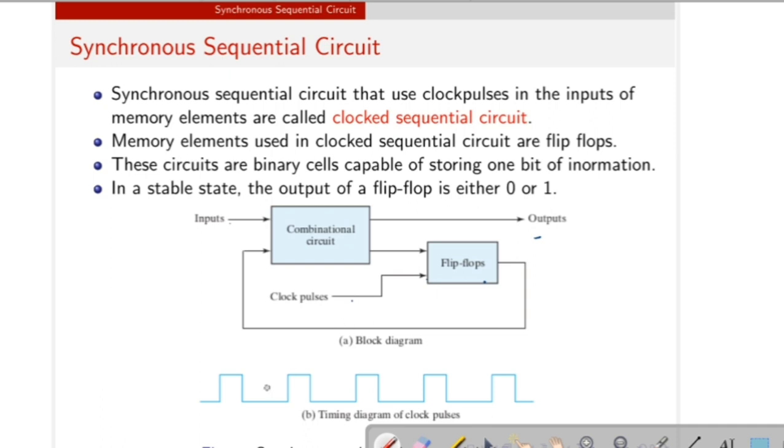The timing diagram of the clock pulse is like this. This is the train of pulses. A single clock pulse is this one. It has a positive value and a 0, 1 and 0. So the flip-flops are driven by a train of clock pulses. The flip-flop changes its state only when you apply the clock pulse. When you apply the clock pulse, depending upon the external input and the present state of the system, the flip-flop changes to the next state.